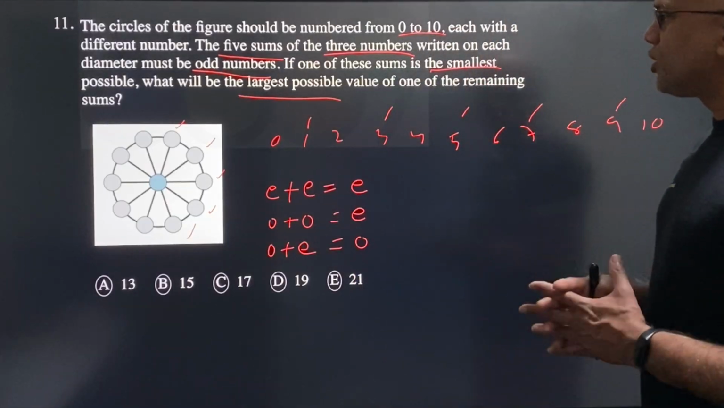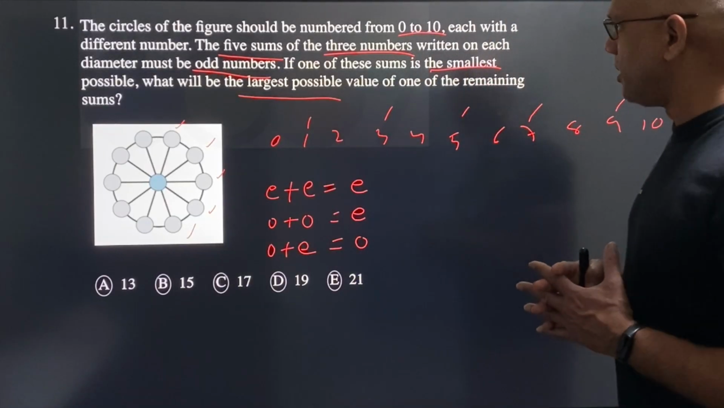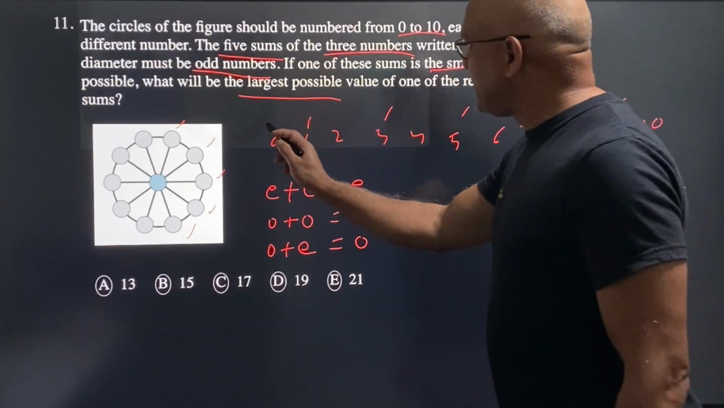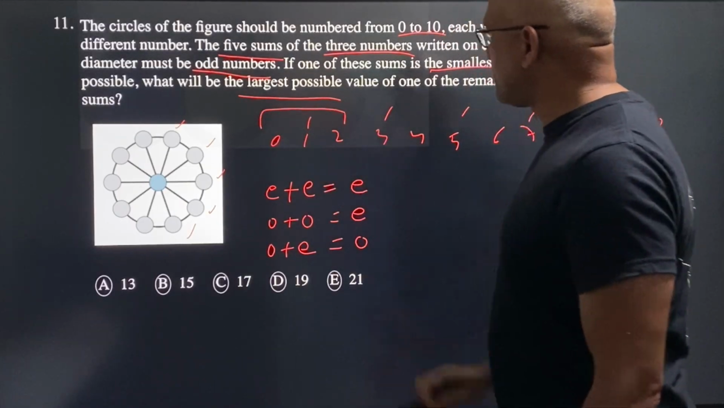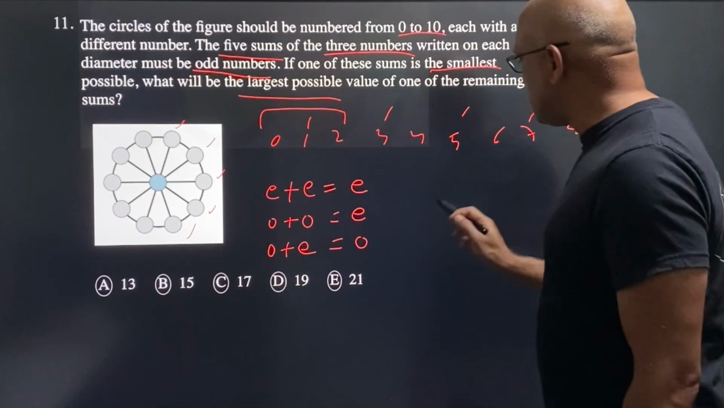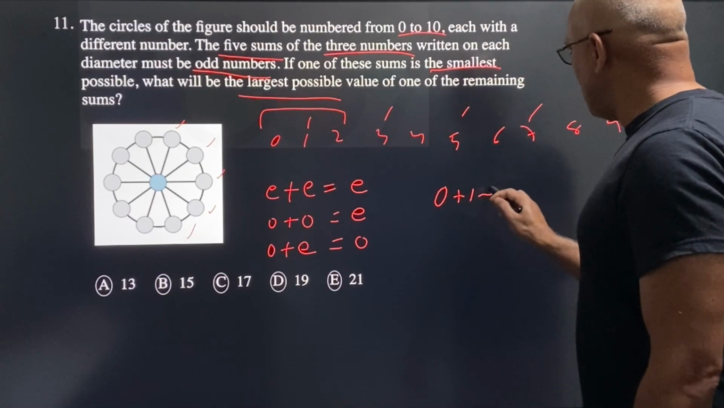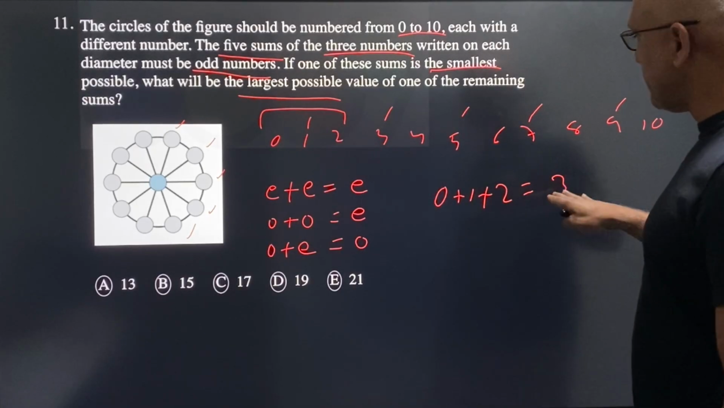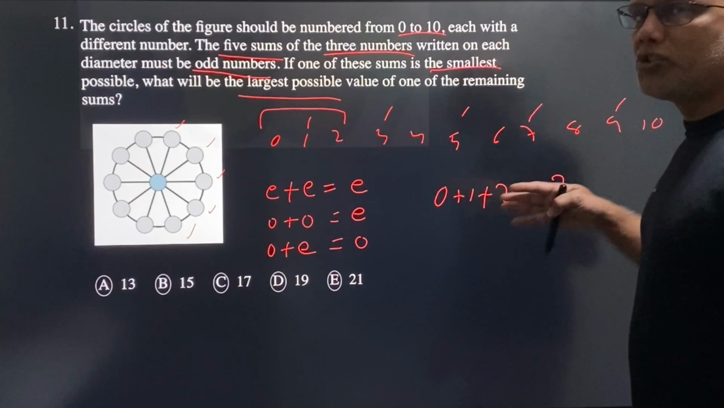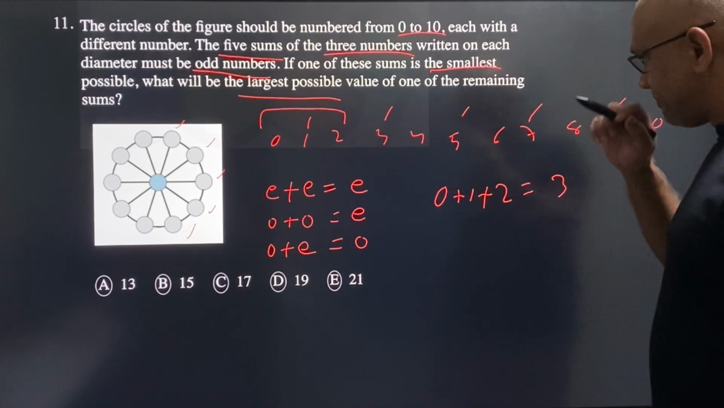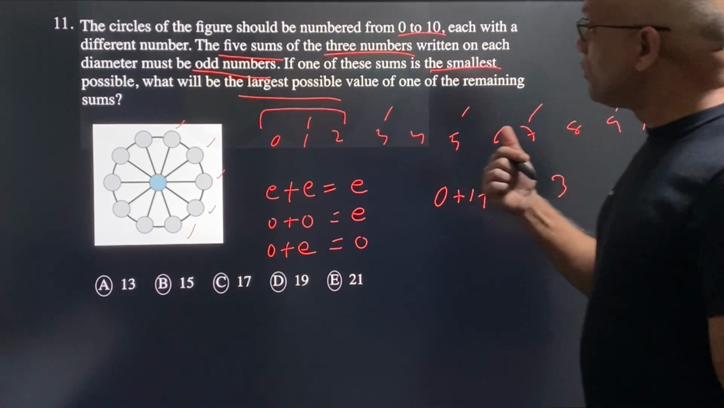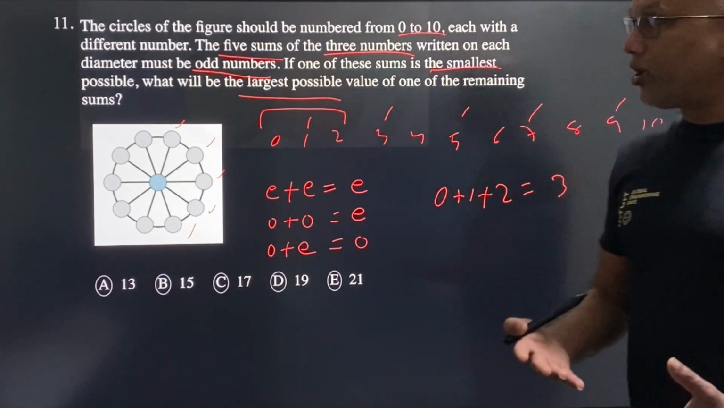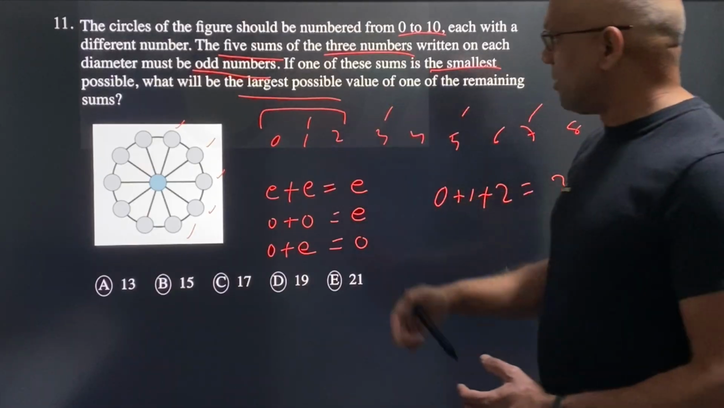Alright, so one of the sums is the smallest. So how do I get the smallest sum? I can take the smallest of the 3 numbers, so 0, 1 and 2. 0 plus 1 plus 2 is 3. So this is the smallest odd sum I can get. Now the question is, what will be the largest possible odd sum from the remaining sums?